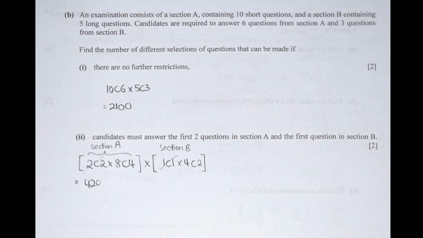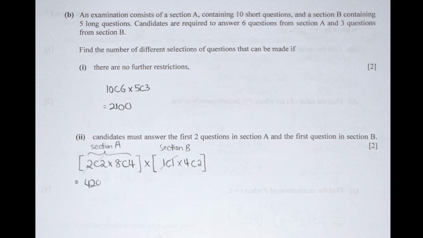Okay, so for the first one, there's no further restriction. You're required to answer 6 questions from A and 3 questions from B. Okay, this part of the question is telling you that you can select any question, it doesn't matter at all, as long as you answer 6 questions from section A and 3 questions from section B. So we have 10, I choose 6 from section A, multiply with 5, I choose 3, then you will get 2100 as your final result.